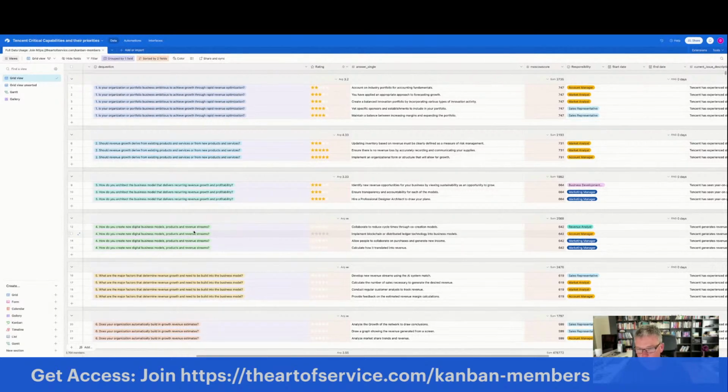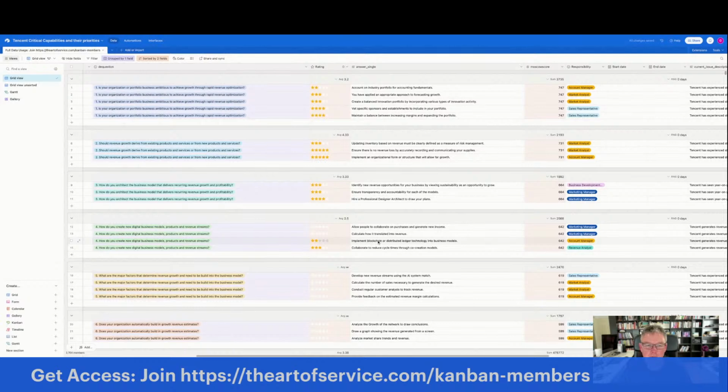How do you create new digital business models, products, and revenue streams? So these are the five. We're doing the top five most important questions for Tencent. Collaborate to reduce cycle times to co-creation models. Oh, we don't do that. We could be better at that. We develop everything in-house. Implement blockchain or distributed ledger technology into business models. Interesting. Let's do that one. But we don't have it. We sniffed at it.